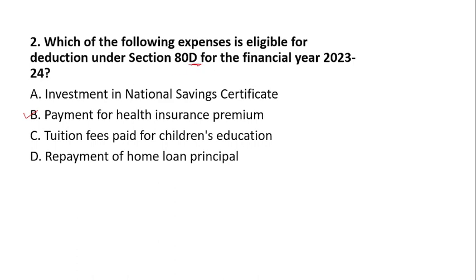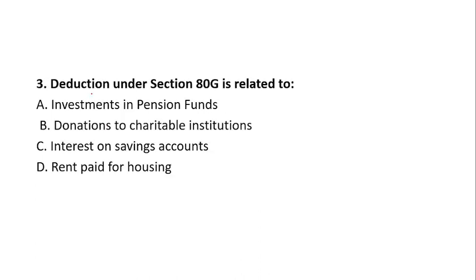And as I told you, how do you remember this? What is the trick? The trick is D for doctor. Doctor is related to your health. So the payment of health insurance premium comes under deduction under Section 80D. Okay, the next question.